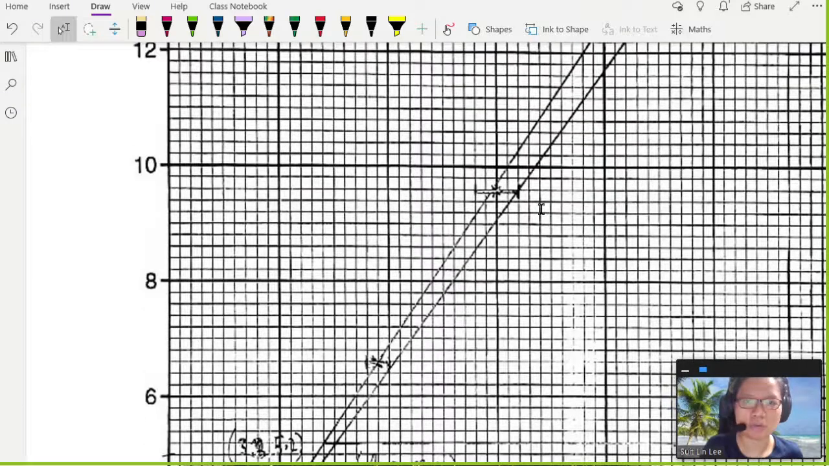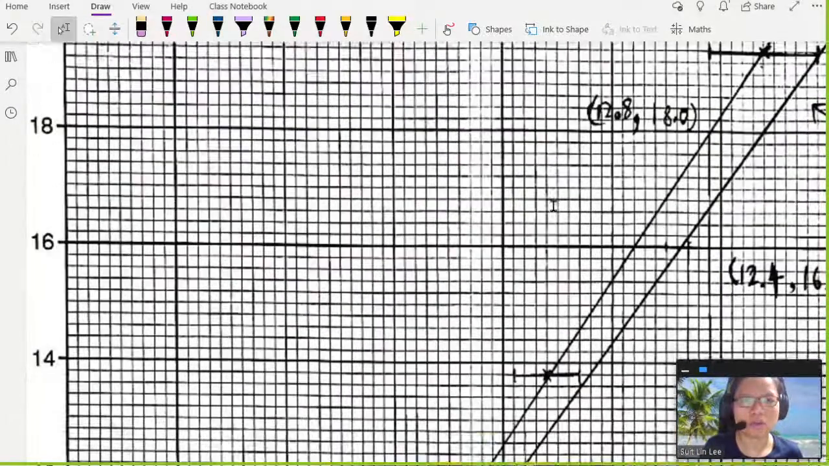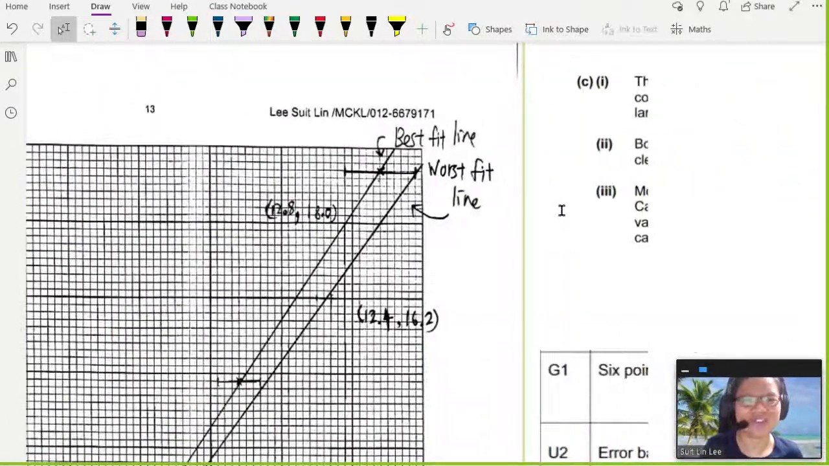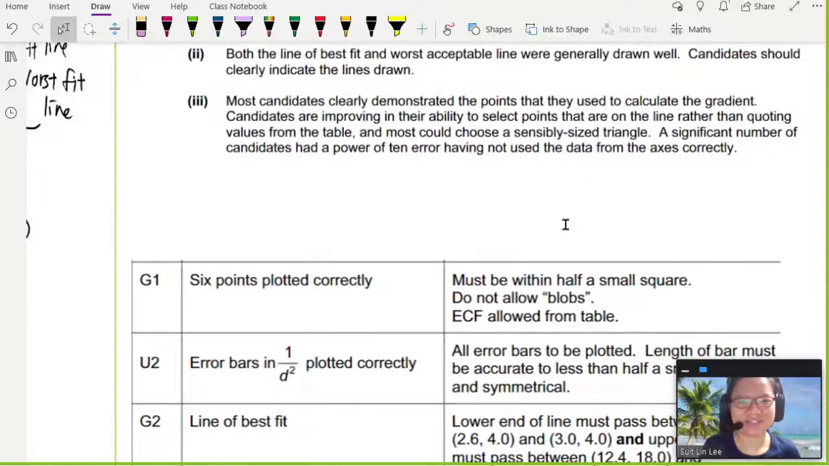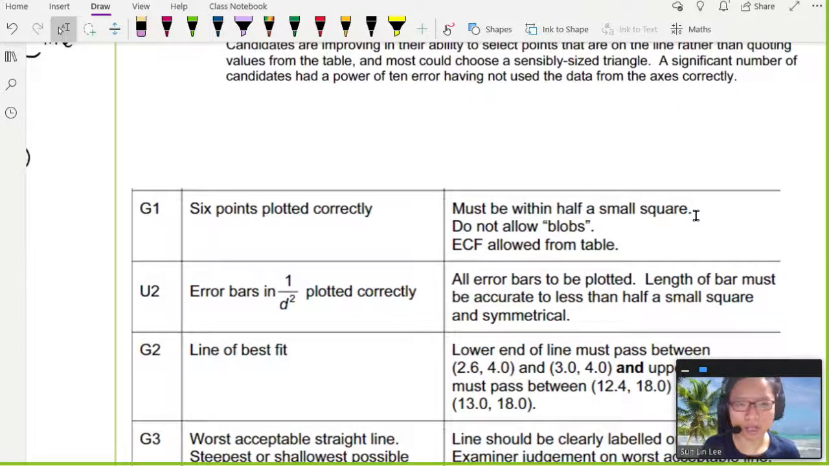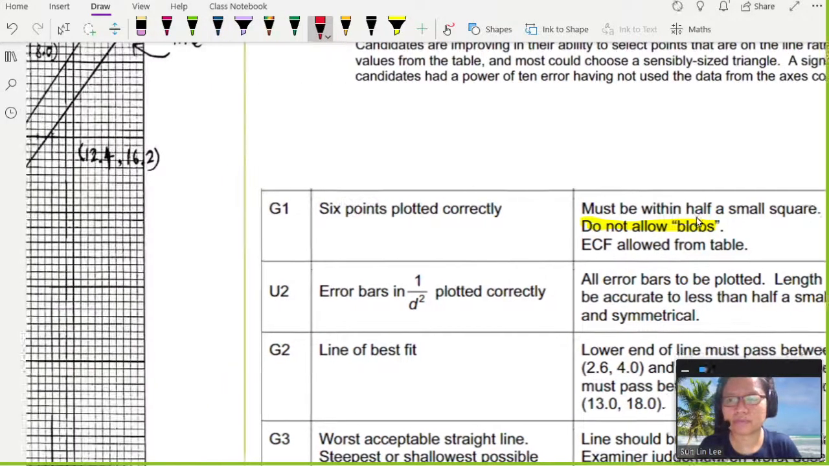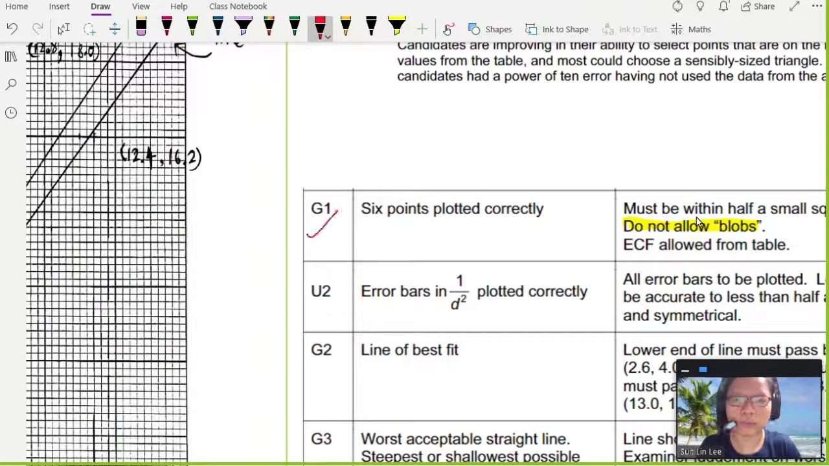You need to make sure that the plot points are small. So I'm going to once again assume that all the points are plotted correctly lah. Okay, so must be within half a small square. Do not allow blobs. Okay, and if you have any table values that are wrong, we will also allow some ECF lor. So 6 points plotted correctly. I think this one okay. So the plotted points will get 1 mark.